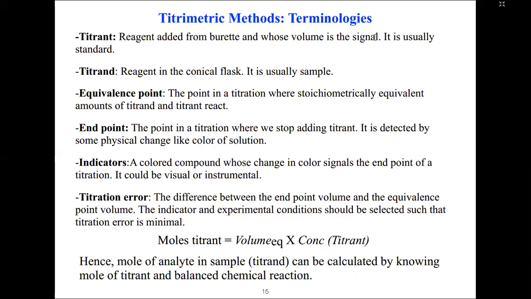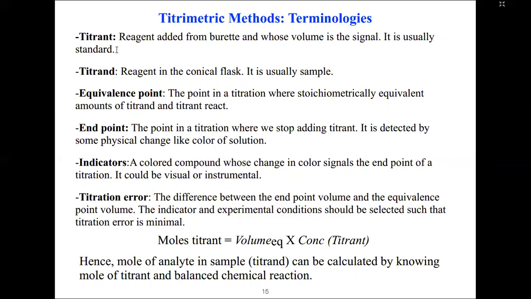So basically we drip the reagent from the burette and we measure that volume, the initial volume and final volume. It is usually standard. Whenever you do a titration, there is an unknown and a standard, like the sample and the standard. The titrant, the one that you put in the burette, is most of the time standard, not always. It doesn't have to be, but most of the time it's easier if it is a standard.